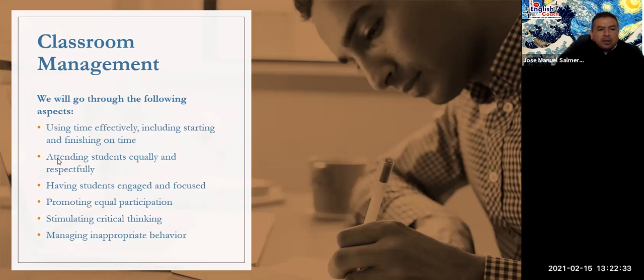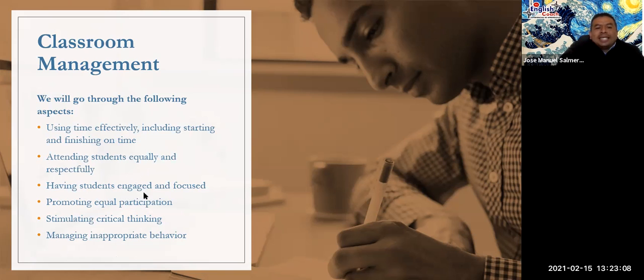And each activity. Number 2, attending students equally and respectfully. This is another point we're going to talk about because we are dealing with human relationships. We notice that during classes, some teachers somehow connect with students, but some others don't, and this provokes other kinds of behaviors inside class. I think we should attend to how students are treated, equally and respectfully, all together.